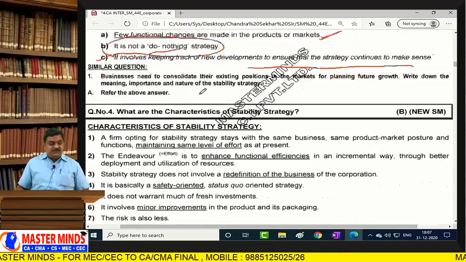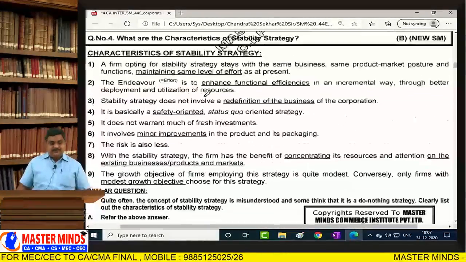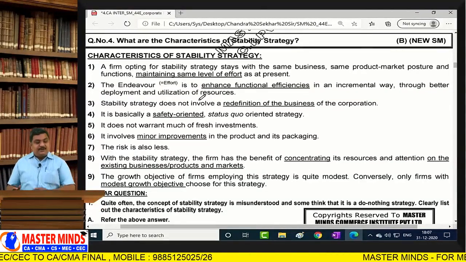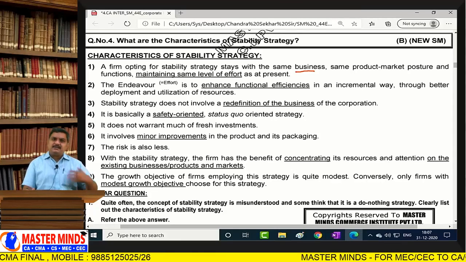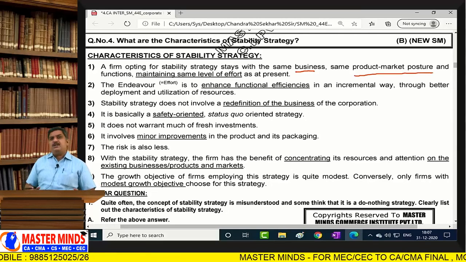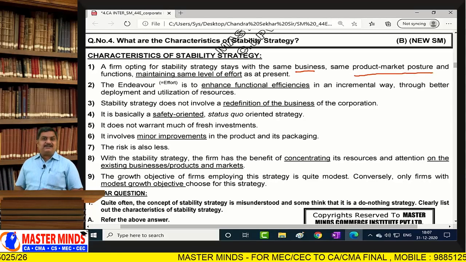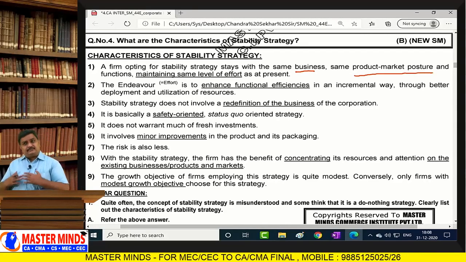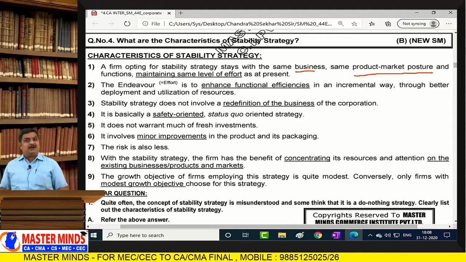Next, what are the characteristics of stability strategy? How does stability strategy look? A firm opting for stability strategy stays with the same business. Already we know that. Stability strategy means existing market, existing product, same product-market posture, means you don't make any changes. And maintaining the same level of effort as at present means that as time moves, to put in the same effort, again you have to work very hard.